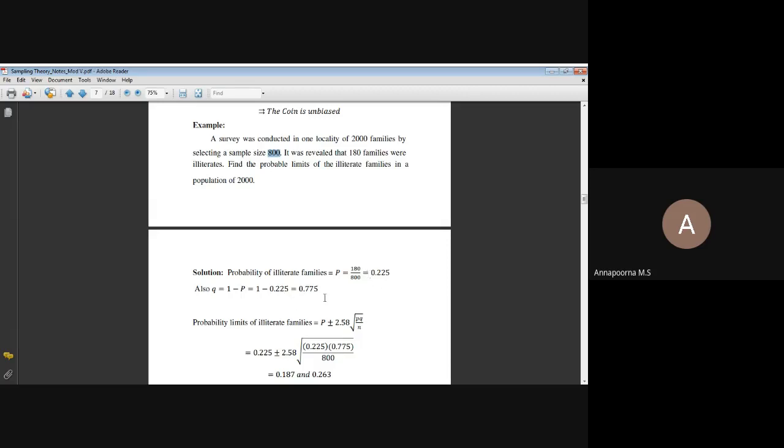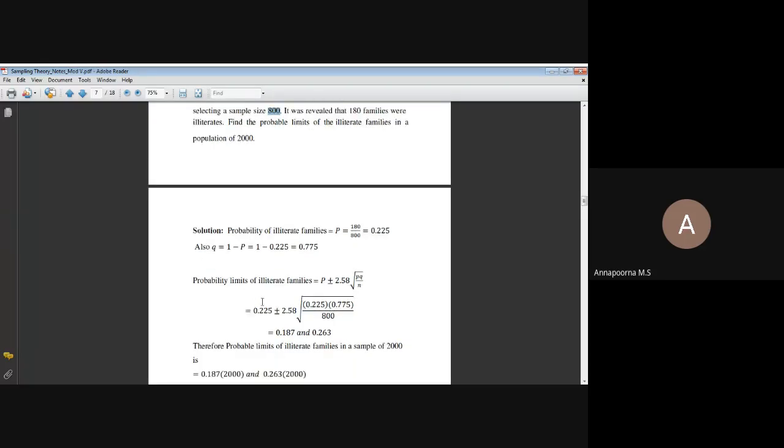From this you can calculate the value of q. So q is 1 minus p, which you will get as 0.775. Now I have the values of p, q, and n is nothing but 800. So now you put this expression: probable limits of illiterate families is given by p plus or minus 2.58 into root of pq by n. Now you substitute. Since you have plus or minus, you will have two numbers: 0.187 and 0.263.